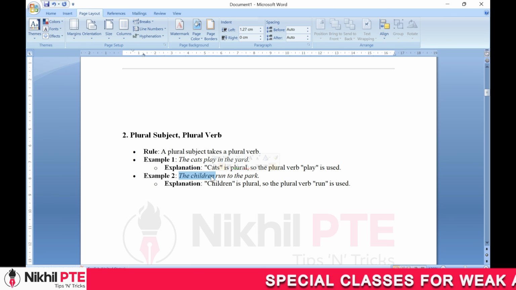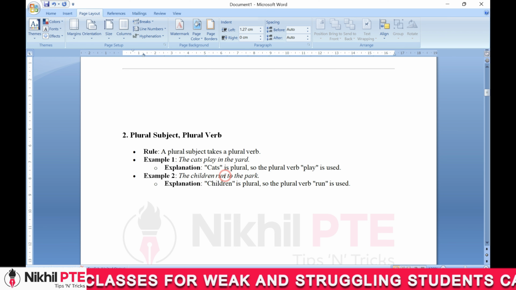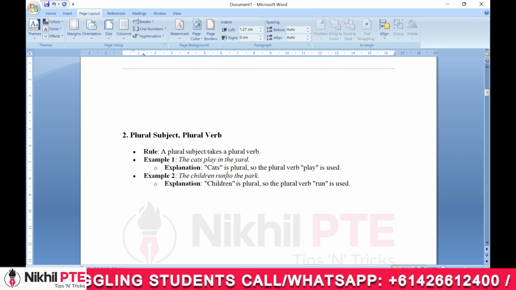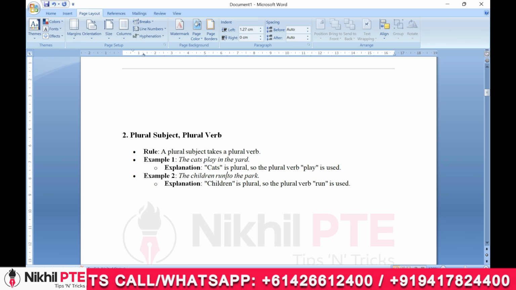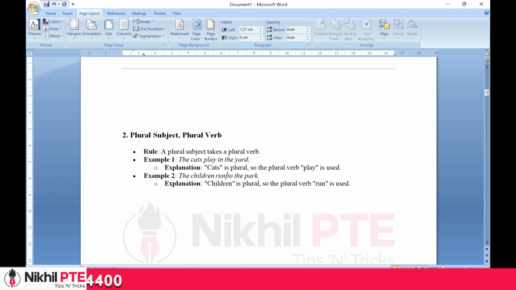With children, children is a plural. Run, not runs, to the park. Very simple. Similarly, when you are using singular, then you can use s or es with the verb. On the other hand, if we talk about plural, then you don't have to use s or es with the verb.